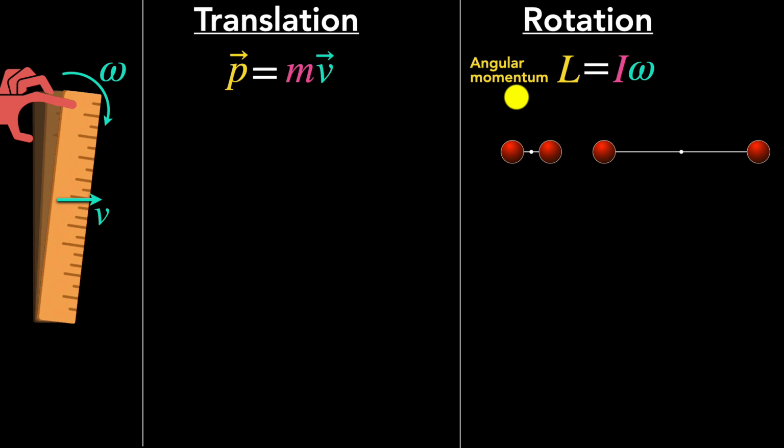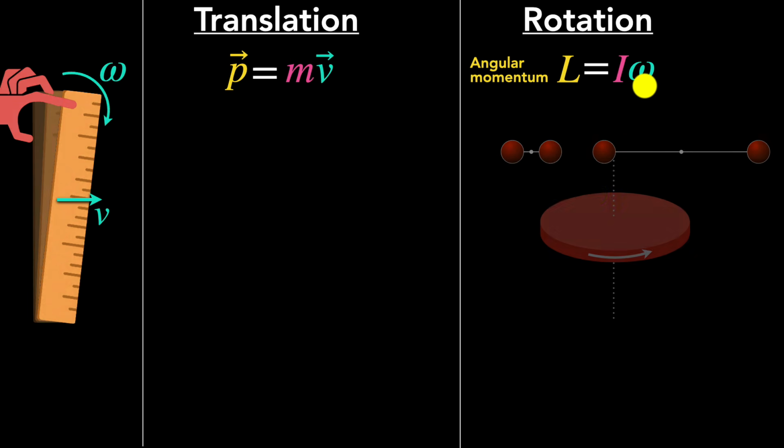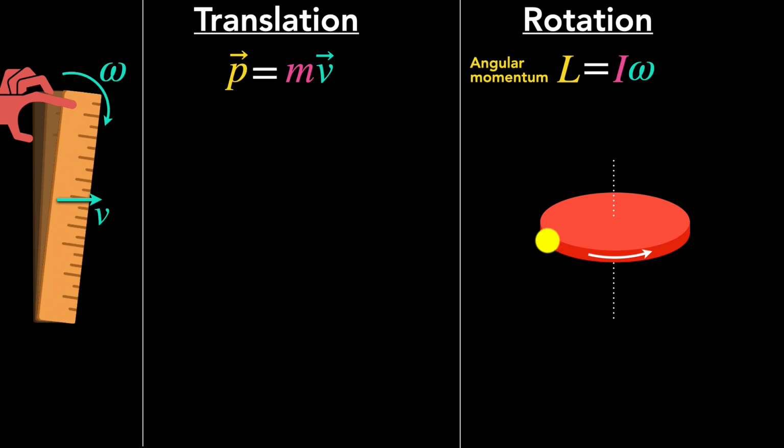Okay, next up, let's think about the direction. Just like how both linear momentum and velocity are vector quantities, angular momentum and angular velocities are also vector quantities. So how do we think about their direction? Let's start with the angular velocity. If a disk is spinning, let's say, this particular way, then what is the direction of the angular velocity?